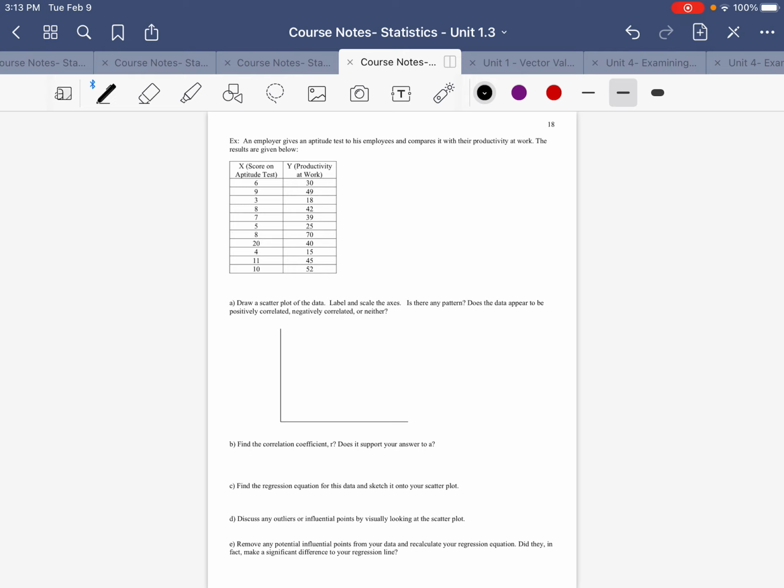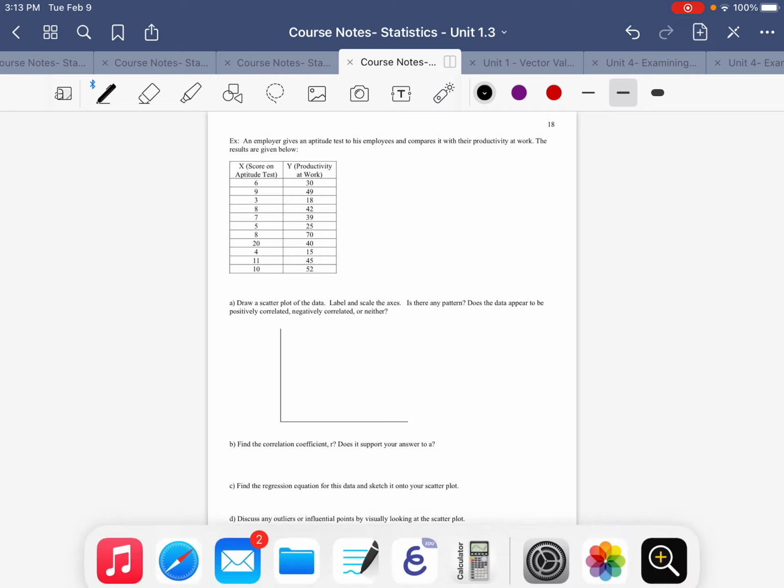All right, but we're going to jump right to the example on page 18. An employer gives an aptitude test to his employees and compares it with their productivity at work. The results are given. We're going to draw a scatter plot, come up with a correlation coefficient, all that good stuff, determine whether or not there's any outliers or influential points, and then we'll get into the residual component of it, and I'll show you why that's important and how it manifests itself.